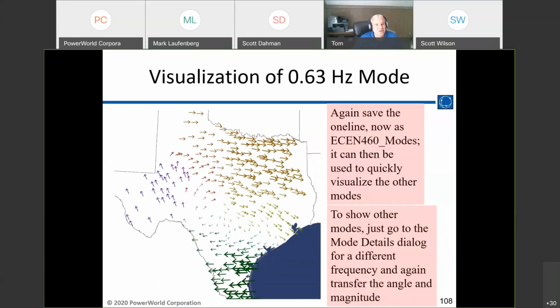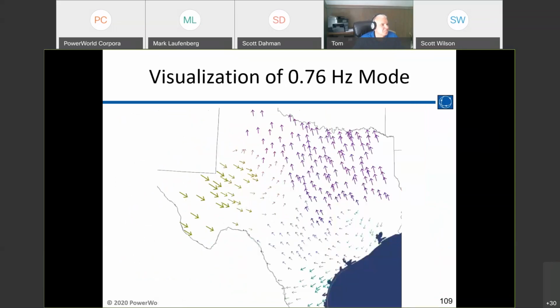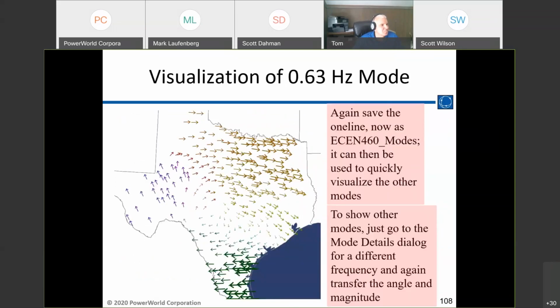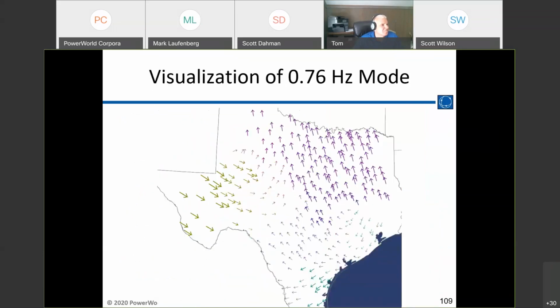That requires using a circular color map, because when you get to minus 180, that's the same as plus 180. So your colors have to wrap around. We do have circular color maps now too. So this is a mode that's kind of oscillating around Texas. This is a mode where clearly there's a generator down here generating that mode. The arrows are all kind of coming through and out of here.